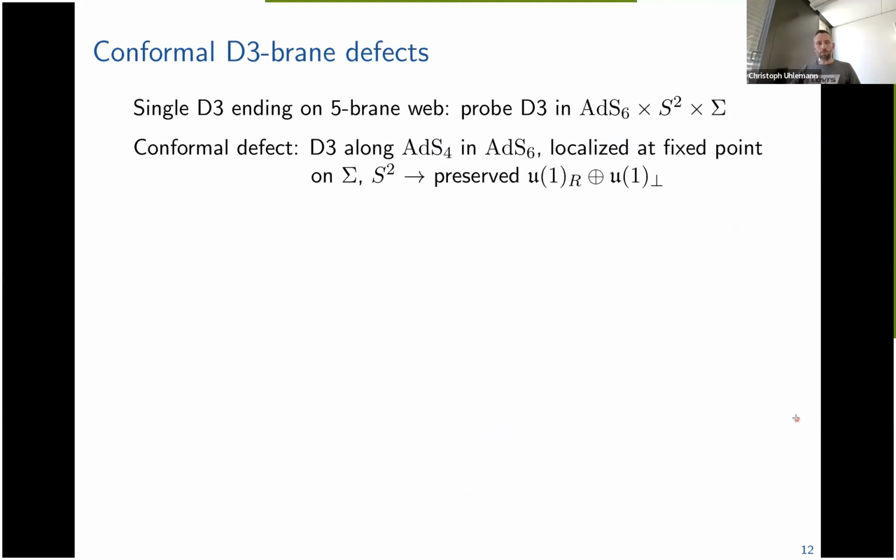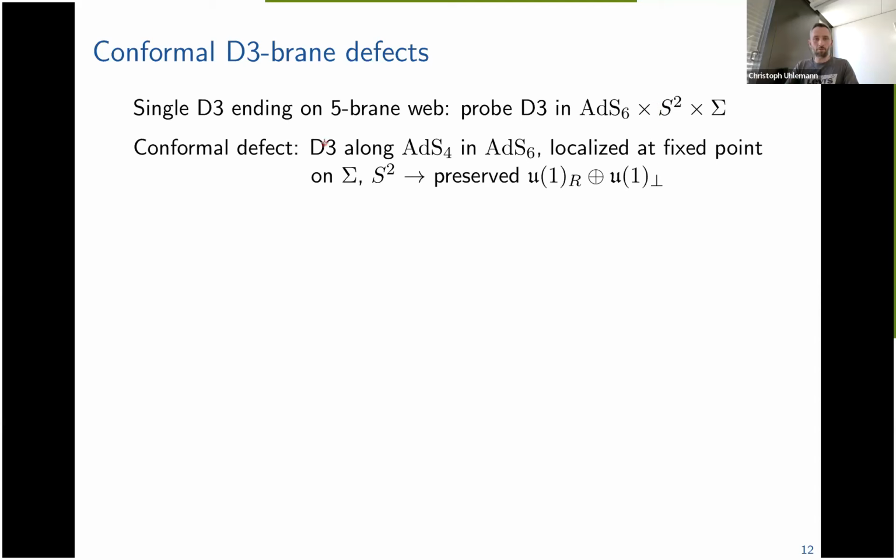All right, and now with this out of the way and some explanation of the solutions, it's a fairly straightforward exercise to describe these defects. If we take a junction of a large number of 5-branes and pierce it with a single D3 brane, we expect that the D3 brane won't disturb the geometry too much. And so it is described as a probe D3 brane in these AdS6 solutions we've just talked about.